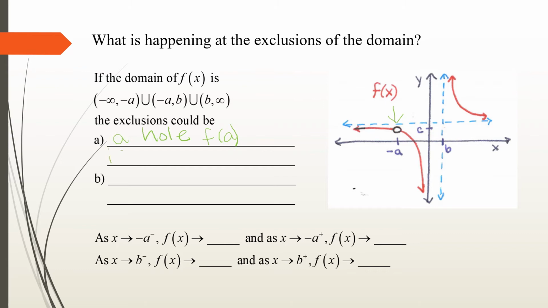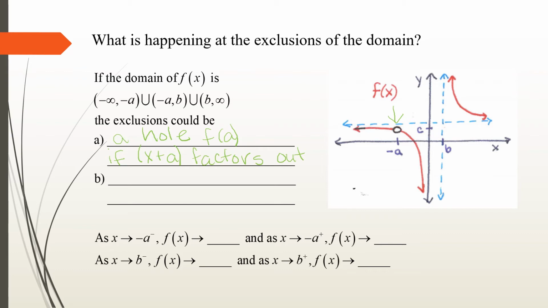Well, if we have a factor x plus a, and it factors out in the top, and there's a factor of that in the numerator and the denominator, it factors out. That means we're going to have a hole there.